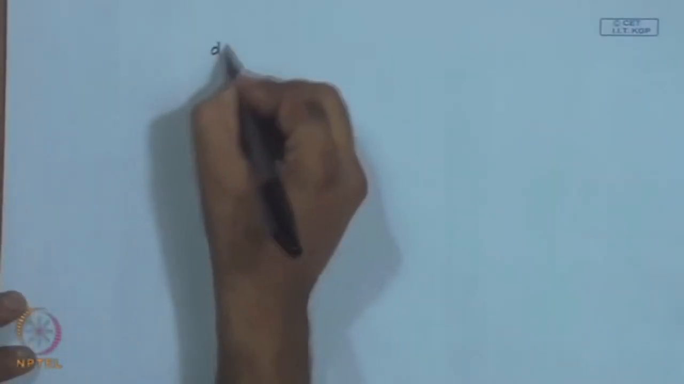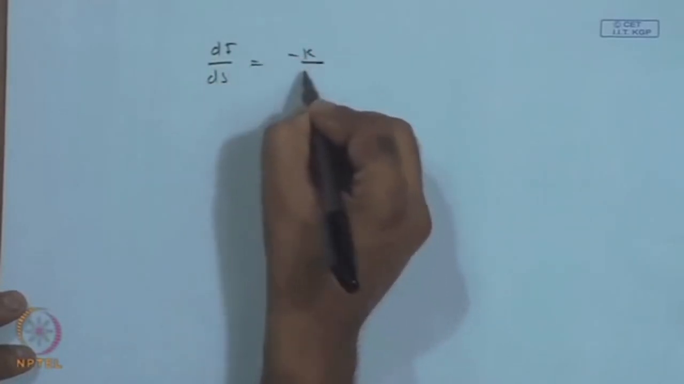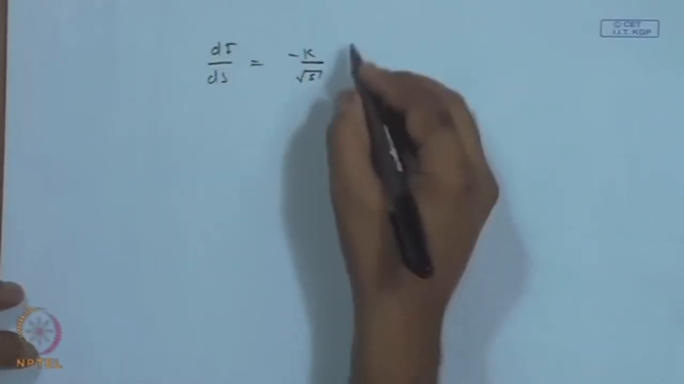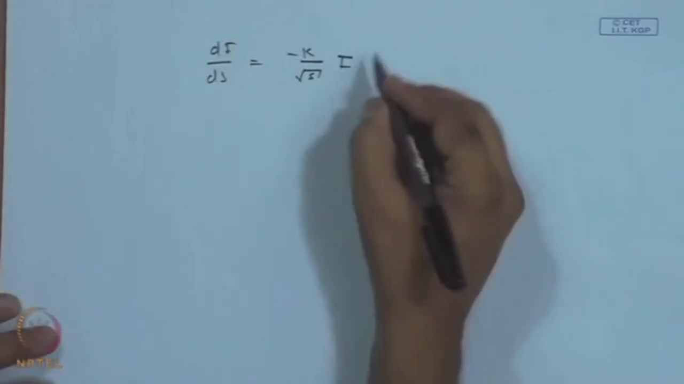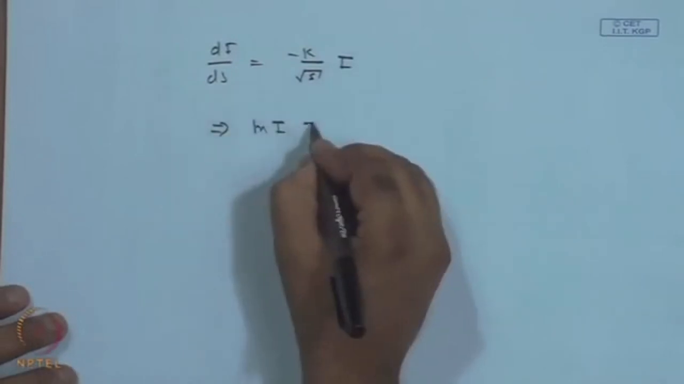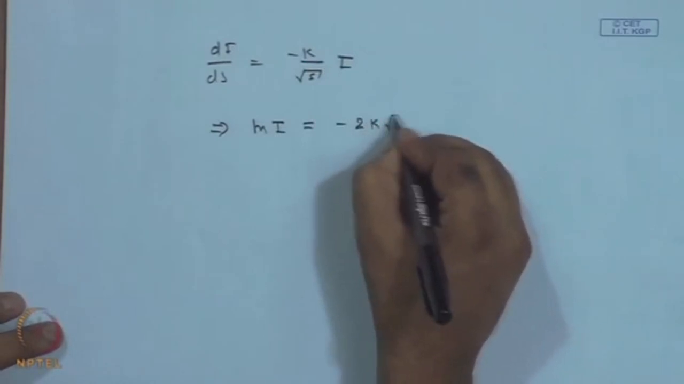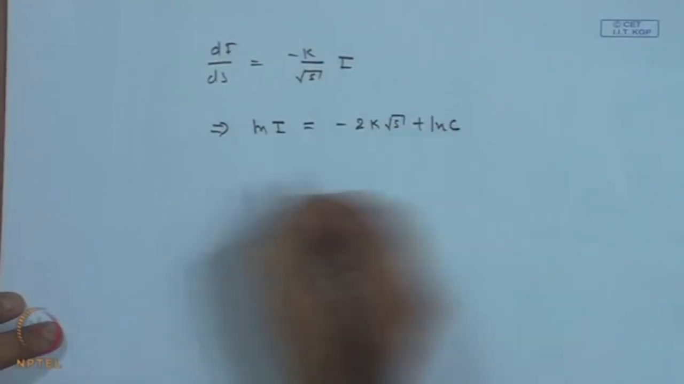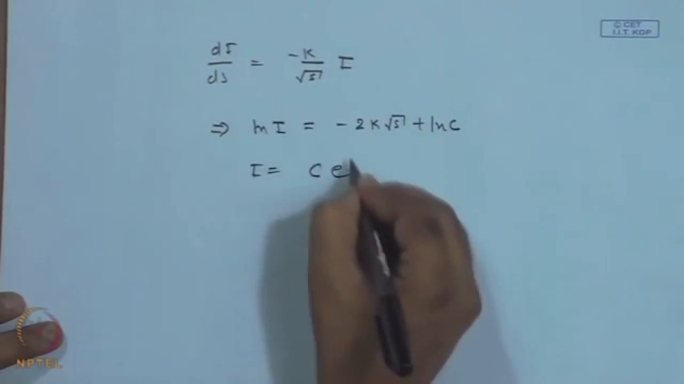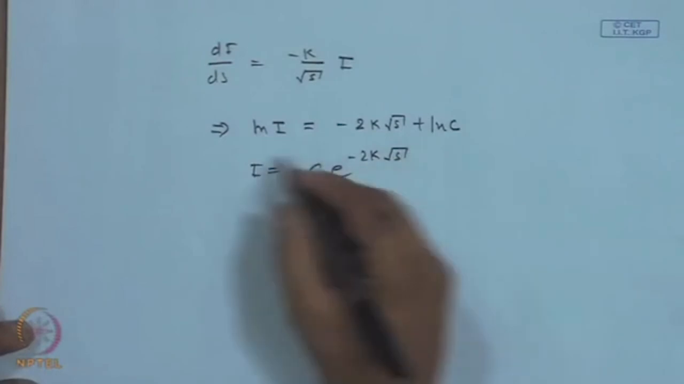So, we get this differential equation which can be solved, dI over dS is equal to minus k over square root S I, and this will give us ln I is equal to minus 2 k, the integral of this, minus 2 k square root S plus ln C. So, I will be C e to the power minus 2 k square root S.